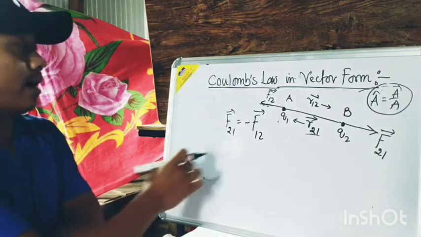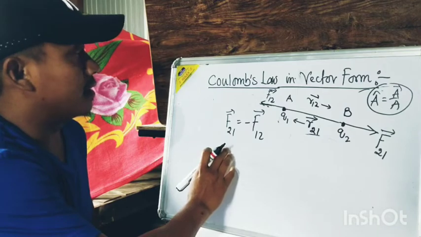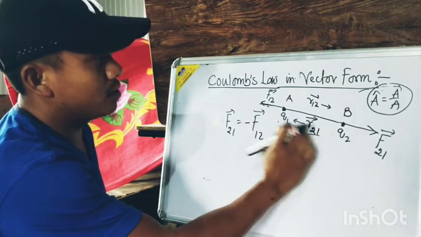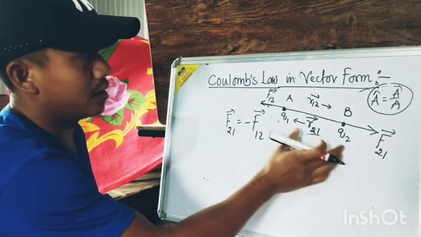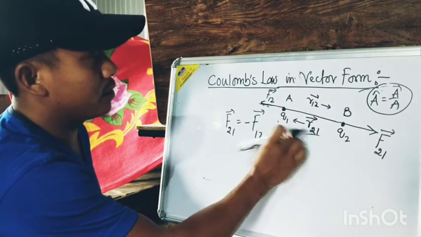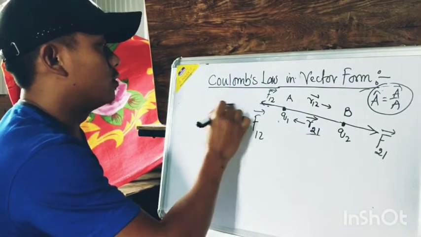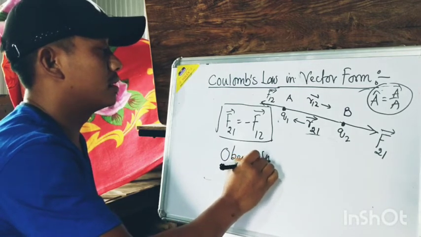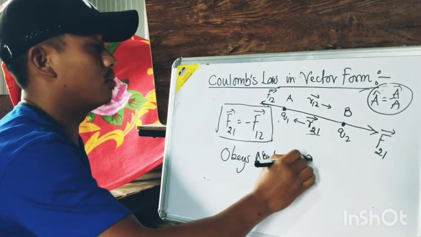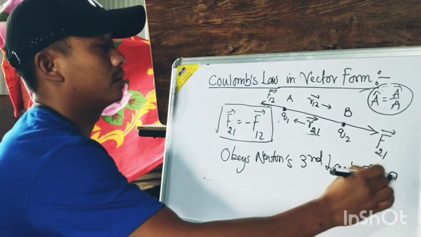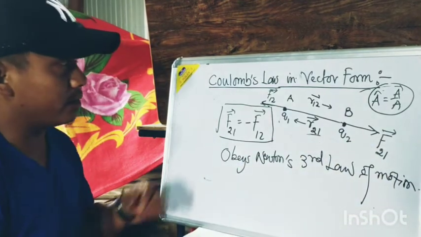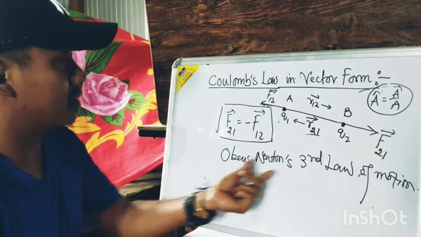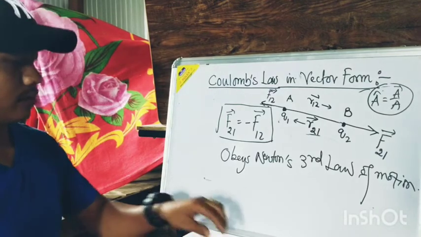So this will be represented by such an equation, and when you have such an equation, you can say this is the third law of motion: action and reaction are equal but opposite. Why is it equal? Because the magnitude of charge remains the same for F21 and F12, as well as the distance of separation. That's why these two forces are equal and opposite, and it obeys Newton's third law of motion. This is how, by representing both the F12 vector and the F21 vector, you can prove that the third law of motion is satisfied by Coulomb's law. I hope you could understand.